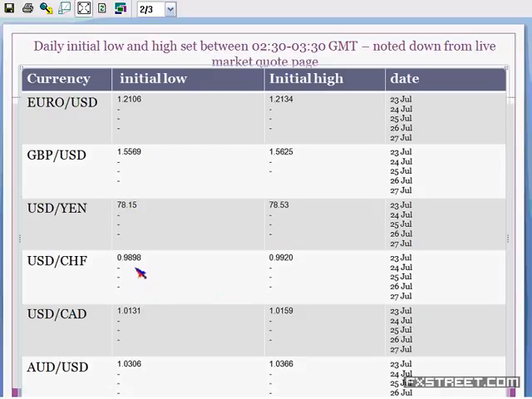And in the case of CHF, 98.98 is the low and 99.20 is the high. You can see that they are all in a very tight range. And Canadian dollar, 1.0131 and 1.0159 are the levels.